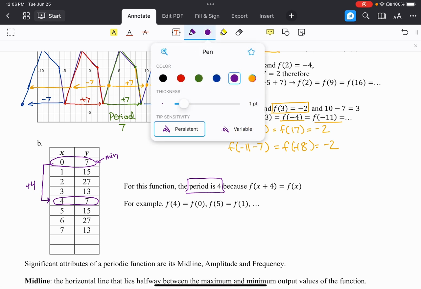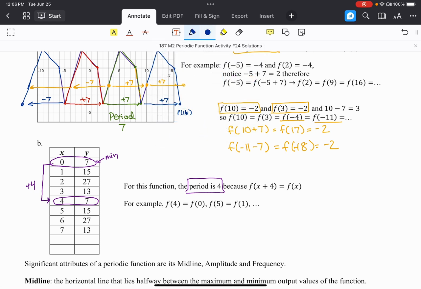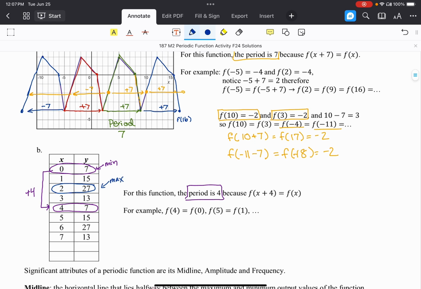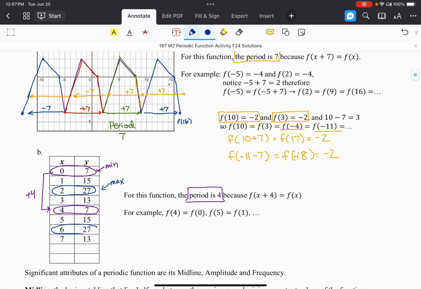Now, you wouldn't just have to do it from the minimums. You could also use maximum values. And so I might go, okay, well, 27 right here seems to be my max. And so I notice again, I hit 27 down here. And if I look, 2 plus something equals 6, well, 2 plus 4. And so again, 4 is my period.